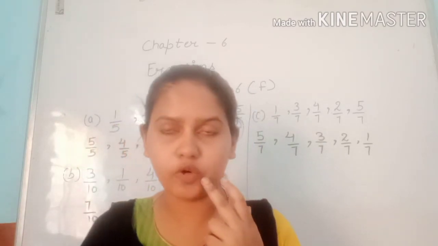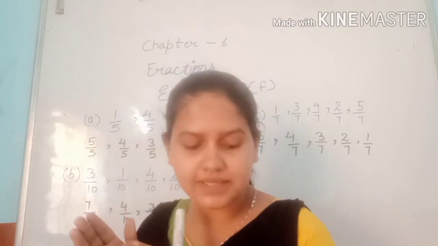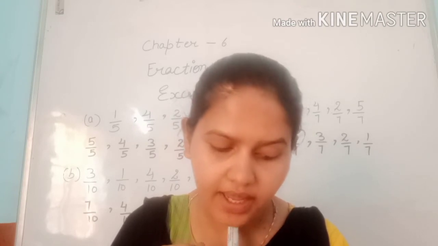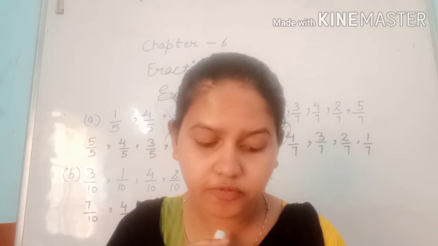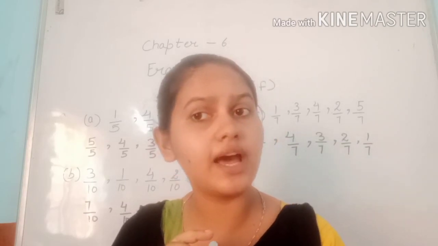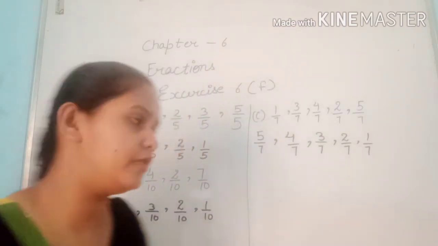As you can see, 1 by 4: there is a square with 4 parts, 4 are shaded and 1 is left. So you can see the denominator is the shaded part and the numerator is what is left. Okay, I can explain it to you. Wait.